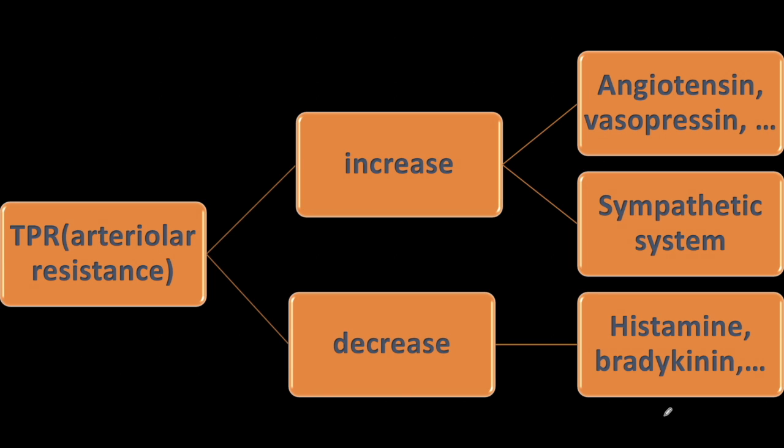Again, what are some factors that decrease our total peripheral resistance? First is the histamine, which we are already familiar with as an inflammatory agent, right? It just dilates our vessels. And bradykinin, the same, is again just another factor that decreases our total peripheral resistance.